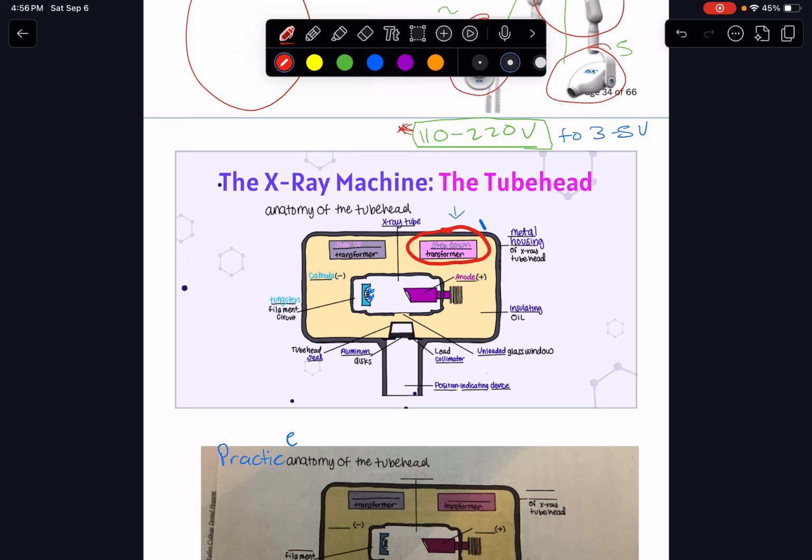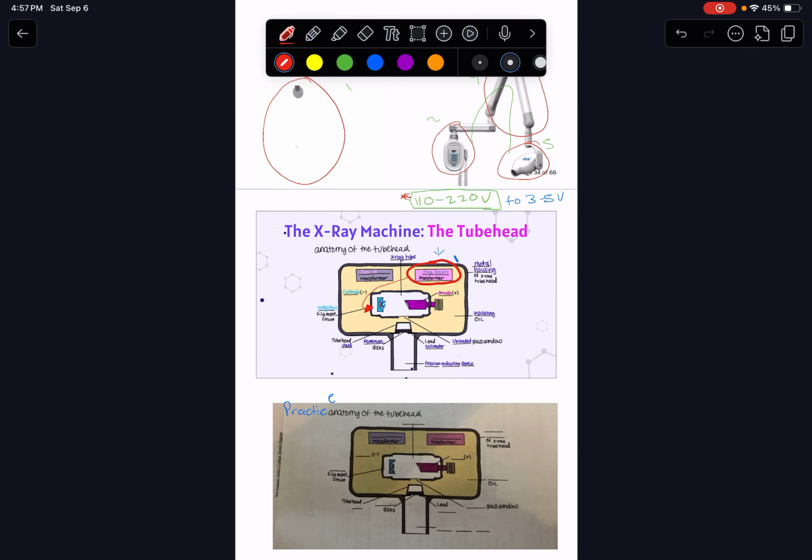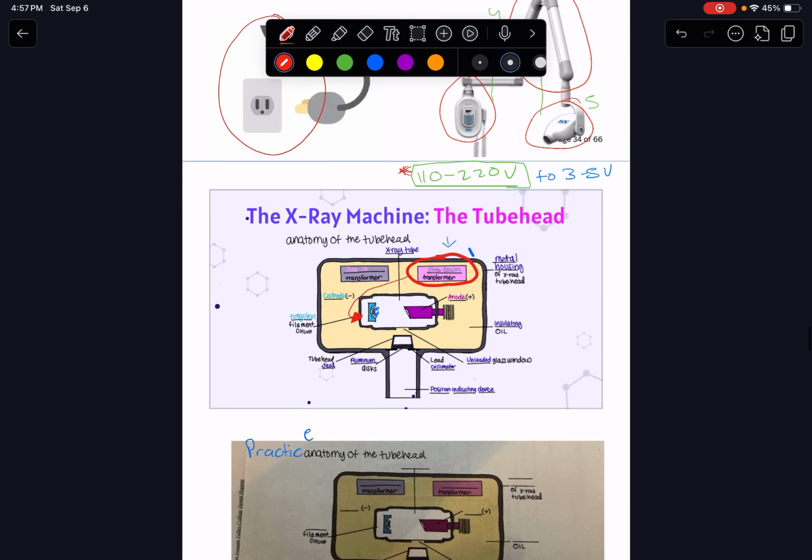So in the second step here, it does say the filament circuit. So it's going to hit over here. Basically, the steps are just letting us know where that electrical current is going. So we went from the cord to the control panel to the extension arm to the tube head to the step down transformer. When it hits the step down transformer, it goes to 3 to 5. We're at 3 to 5 right now.